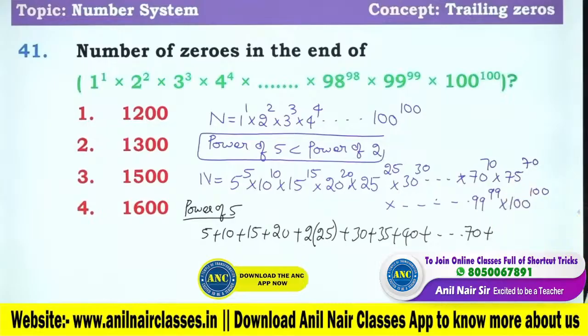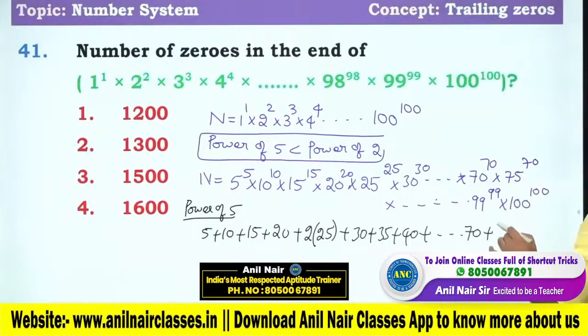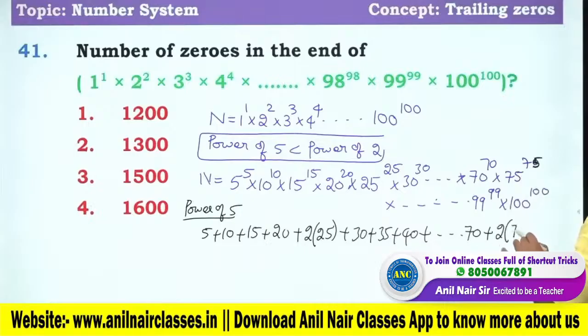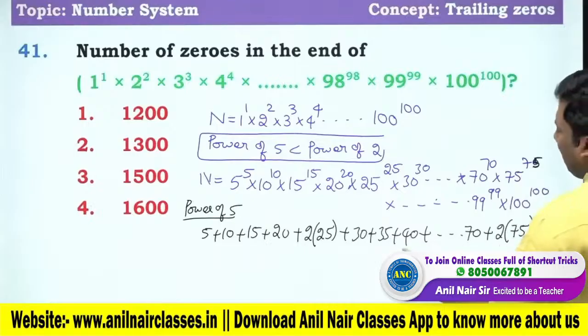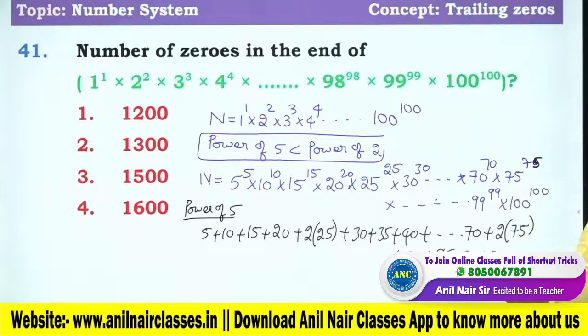75 is 5 square into 3, so I will get 75 power 75, which is 2 into 75. Next 80 power 80, which means plus 80, then 85, 90 power 90, 95 power 95. 100 will be 5 square into 2 square, so 2 into 100. I hope it is clear.